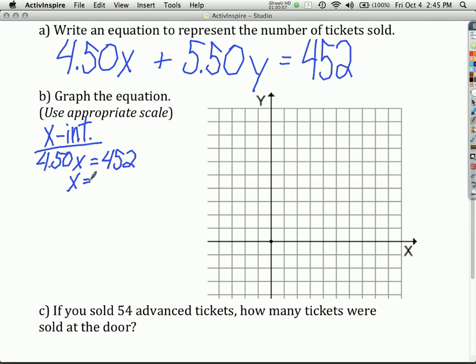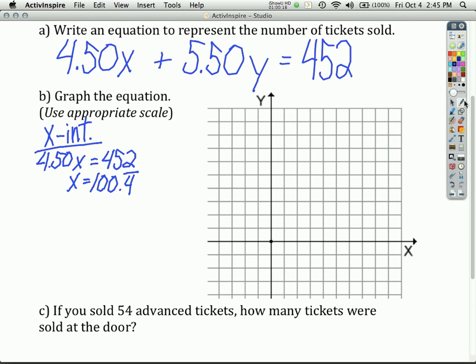Brandon, what does it come out to? 100.34. I think it comes out to 100.4 repeating. Yeah. Okay, since this is a real world scenario and we have to graph this, what do you think we should call the x-intercept? What do you think it should be, Alyssa?